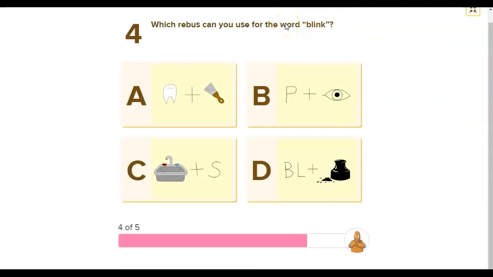Which rebus can you use for the word blink? Which one looks like it would say blink? A tooth with a brush, a P plus I, a sink plus an S, or a bull plus ink? Which one would say blink?